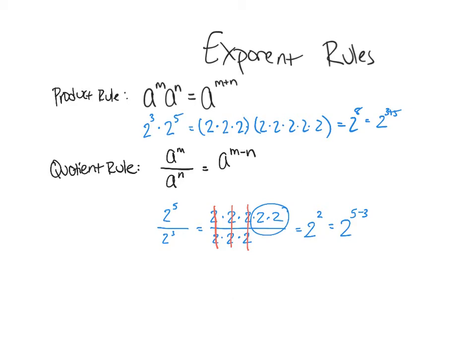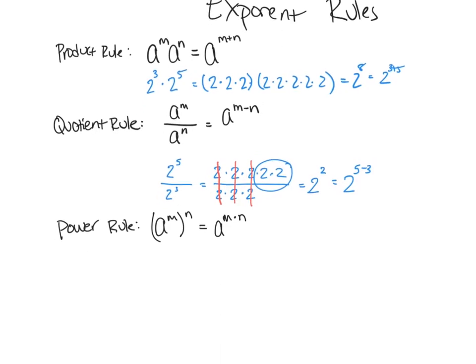Let's see, other rules that we have. We have the power rule. I think I'm only going to be going over 5 rules today. There's more than 5 rules, but these are the 5 big rules, and they're all based off of each other. For this rule, we have a to the m, to the power of n. That's the same as a to the m times n.